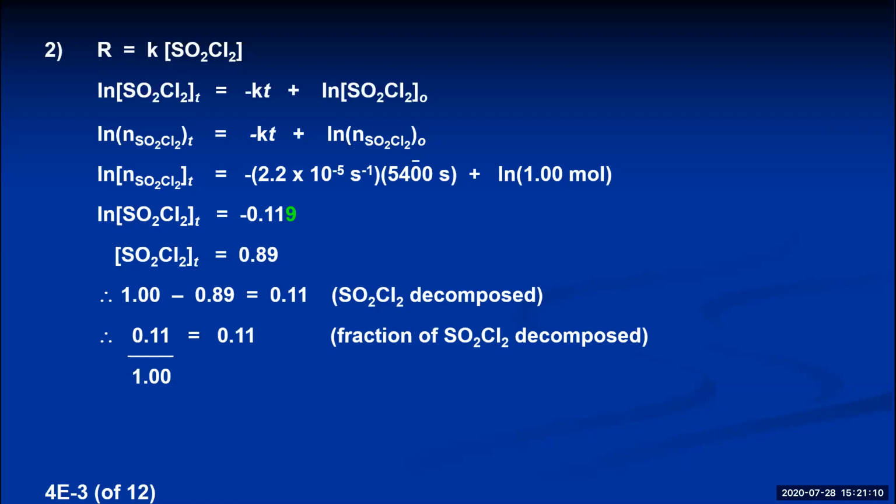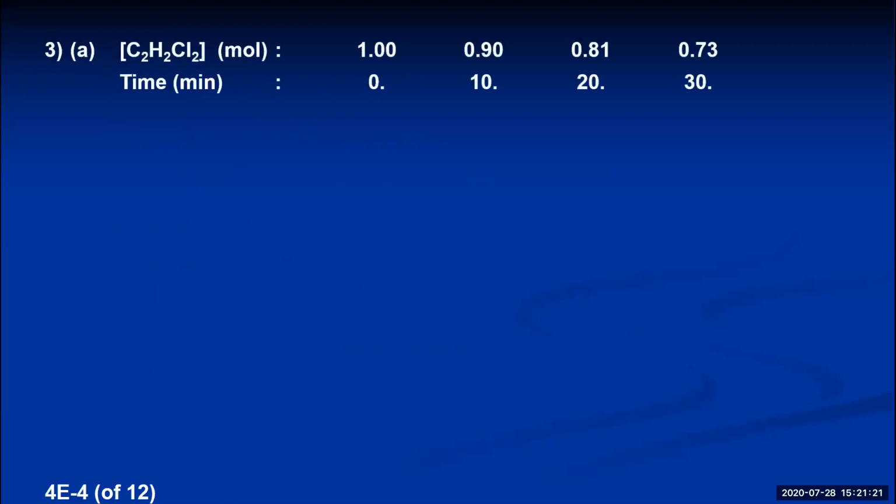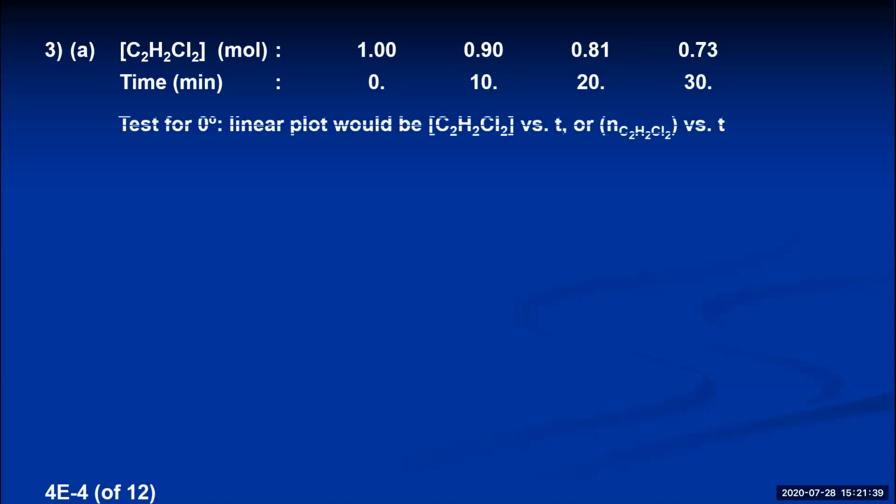Number 3, given the following data for the reaction trans C2H2Cl2 turning into cis C2H2Cl2, and that data looks like this, A says, what is the order of the reaction? So when you're given data for the amount of a reactant and how long the reactant's been proceeding, the only way you can do this is by trial and error and testing to see if the reaction is either 0 order, 1st order, or 2nd order in the trans C2H2Cl2.